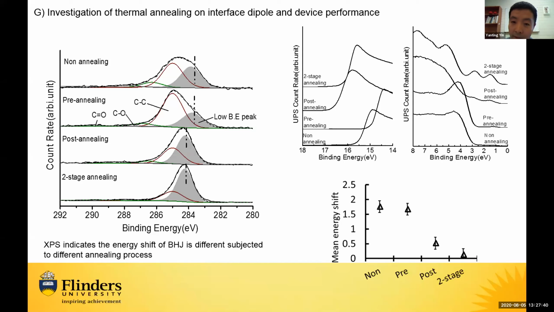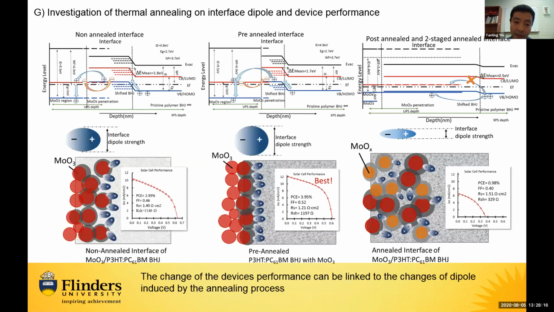By decomposing the UPS with the SVD we described, we can see the mean energy shift of the dipole is very different for different annealing treatments. For example, we still have a quite strong dipole energy with the non-annealed one and the pre-annealed sample. However, the dipole decreased a lot with the post-annealed. Whether we pre-anneal the BHG first or not, with post-annealing, the dipole is almost lost. So this gave us another piece of information.